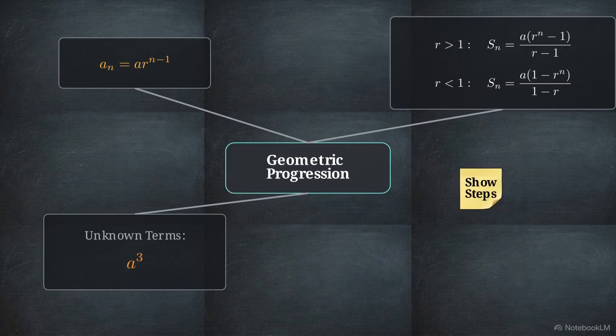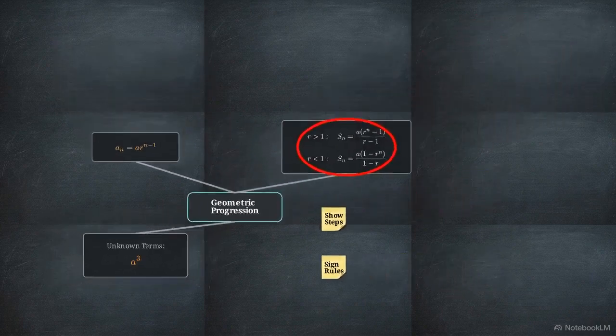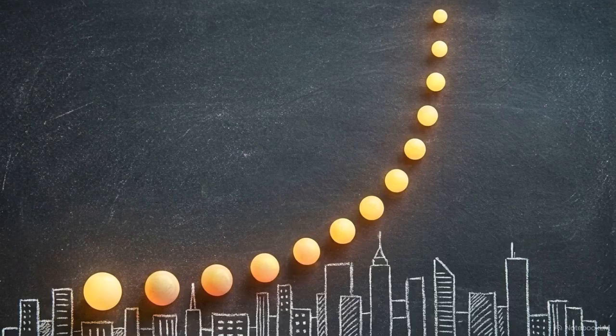For maximum board marks, always write out the raw formula first to secure step marking. You must explicitly state whether your r is greater than or less than 1 before calculating a sum, and systematically double-check how even or odd powers affect your negative bases. Learning geometric progression gives you a reliable framework to calculate these rapid numerical changes. It provides the mathematical language necessary to track and predict compounding, exponential growth in real-world scenarios.